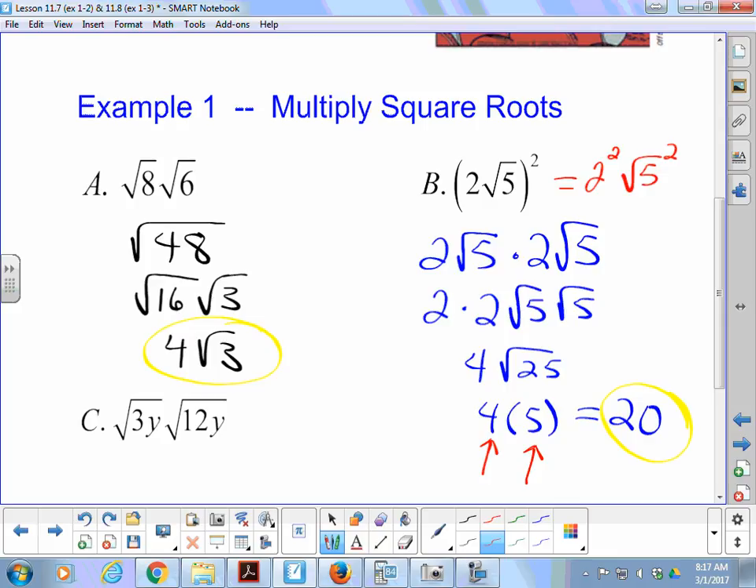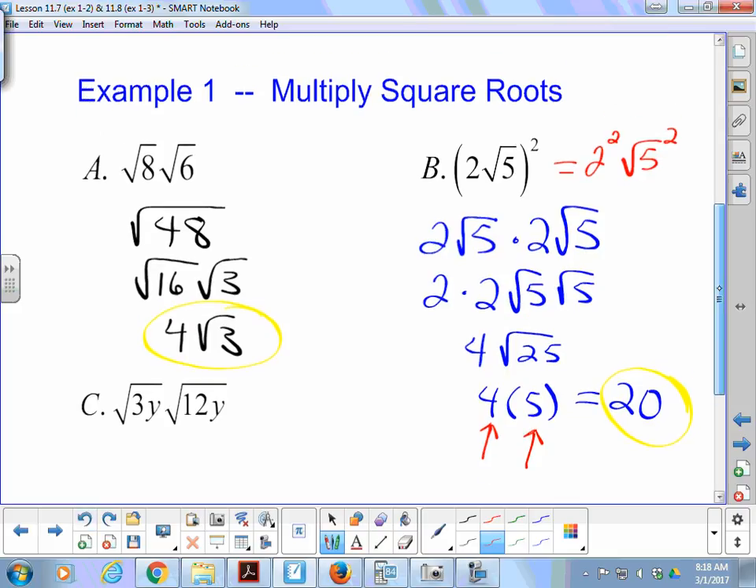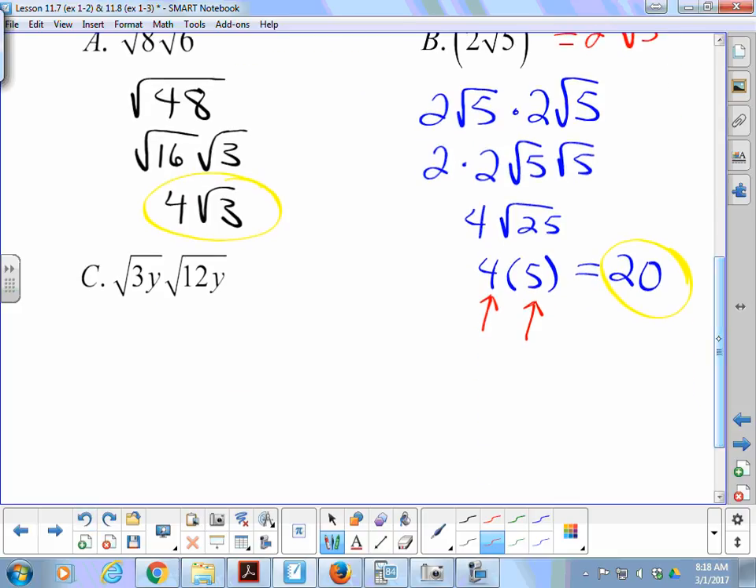So you can do this either way. Whichever way you're most comfortable with is the way I would approach it. But the big thing to remember is it means it's times itself. Okay? All right, so you do letter C here.